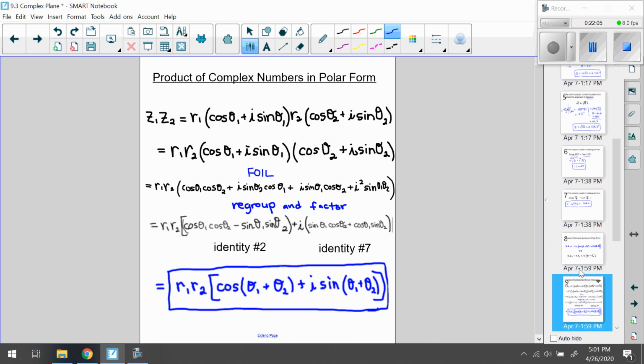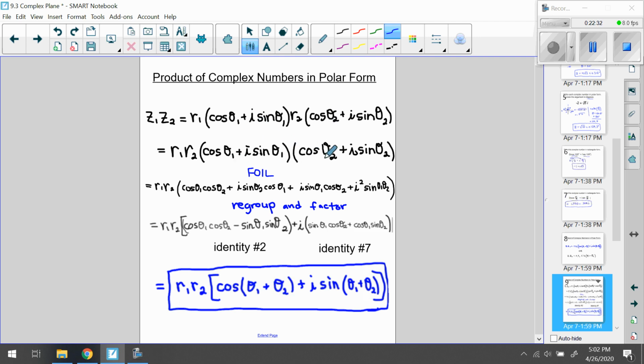I do want to briefly show you where this formula comes from. If you don't care, you can skip right over this, but here it is in case you wondered. First, this is just z1 times z2, so this is z1, this is z2. And at first we just rearrange. I brought the r2 out front, and then we're going to FOIL the two sums.